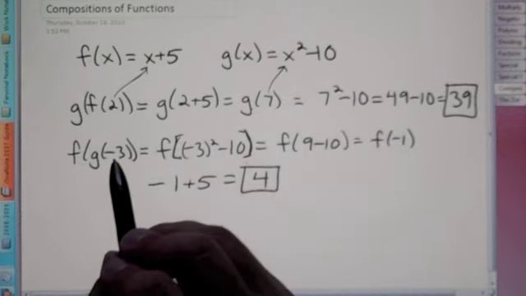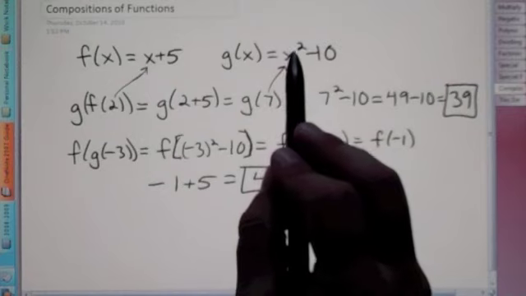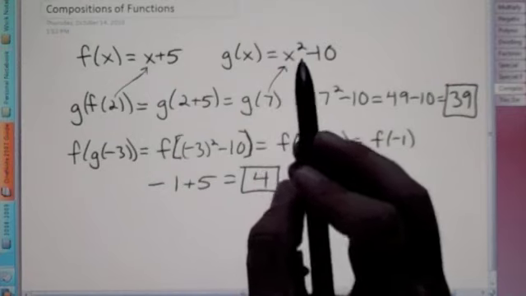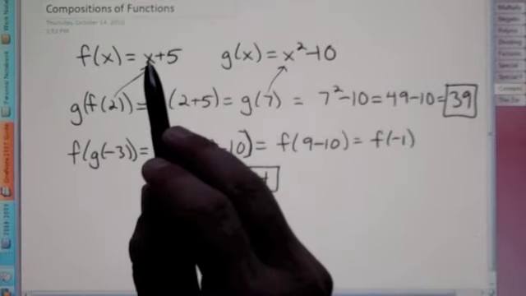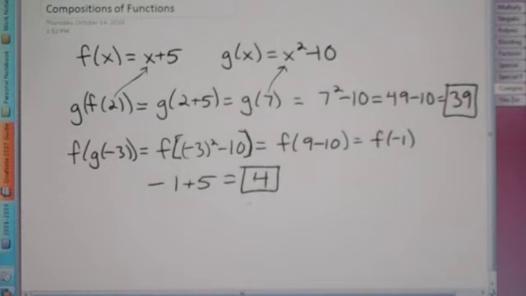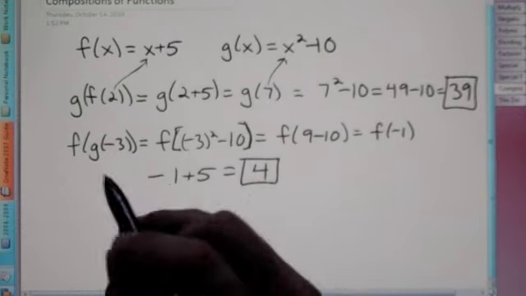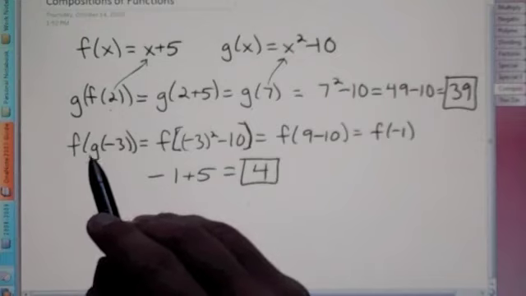Again, plug the negative 3 into the x on the g function. So it gives us 9 minus 10, which is negative 1. And we're going to take that value and plug it into the f function in for x. So negative 1 plus 5 is 4. Okay? So that's how we read that. g of f of 2, f of g of negative 3.